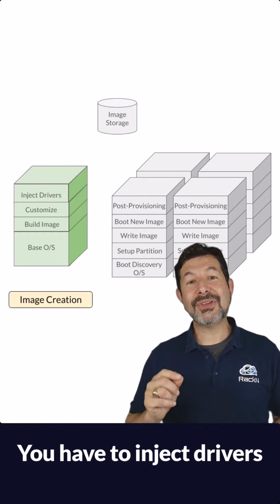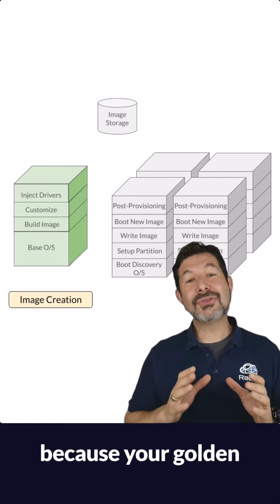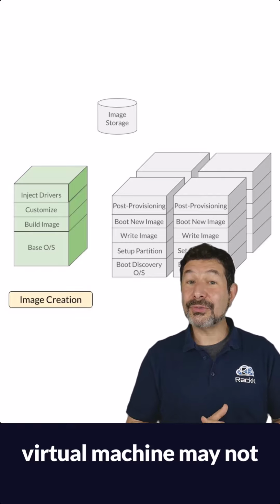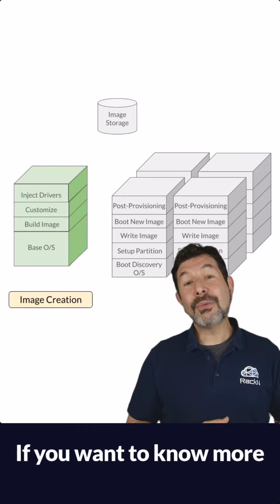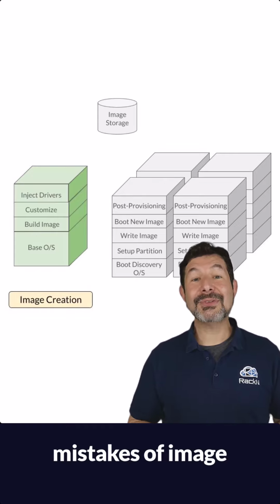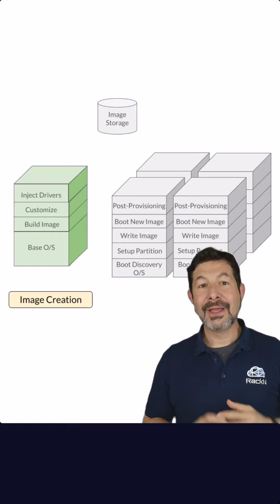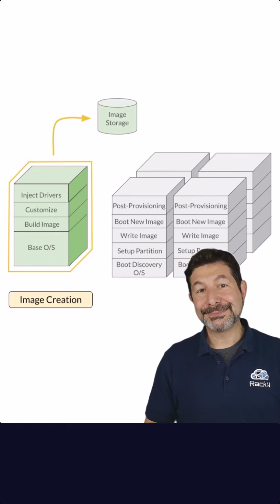You have to inject drivers into your build to match your target system because your golden image source machine or virtual machine may not be a perfect match. If you want to know more about what happens if you skip this step, we have a video on common mistakes of image deployment. Once your golden image is built, you need to store it in your image library.